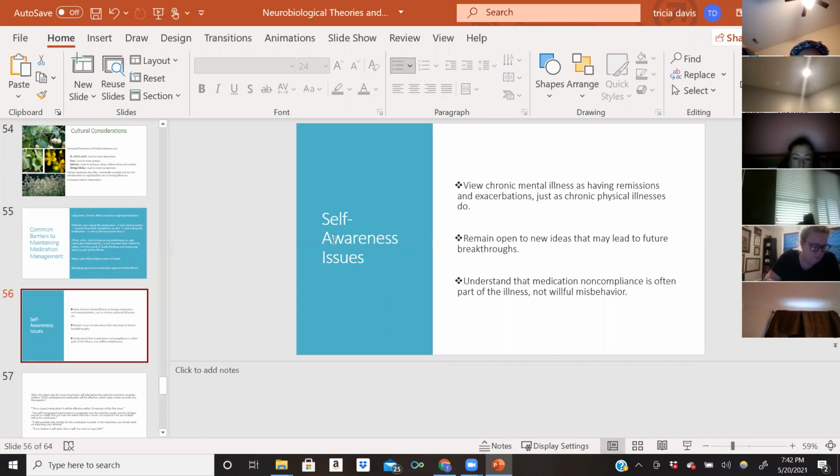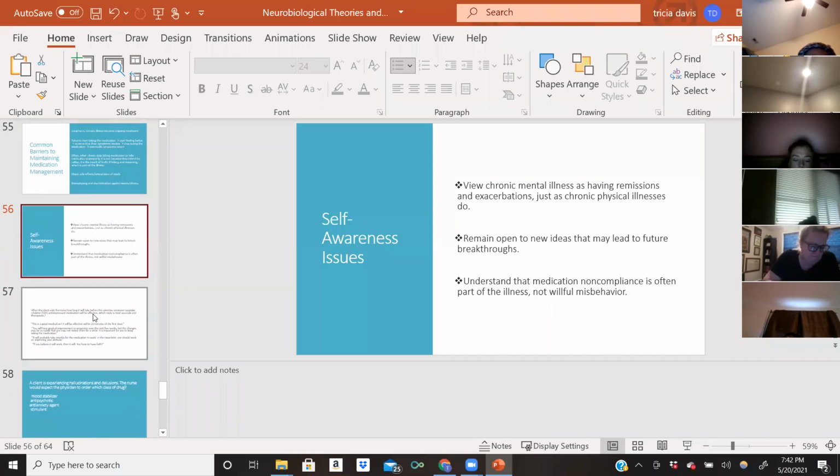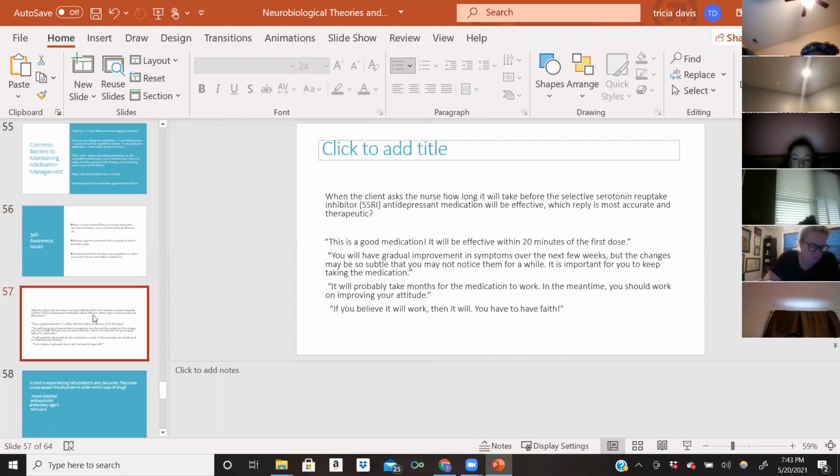We have to remain open to new ideas that can lead to future breakthroughs. We want to be open to new therapies that patients want to talk about, pass that information along to the physicians, and then understand that medication non-compliance is also part of the illness and not a willful misbehavior. There's always another issue. It's not because they just woke up and said, I'm sick of taking this medication, I don't want to do it anymore. There's always a reason behind it.